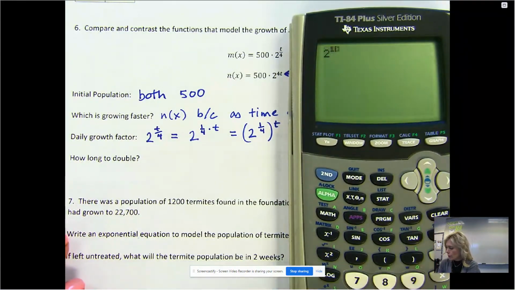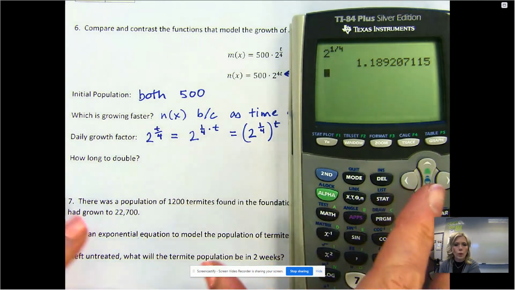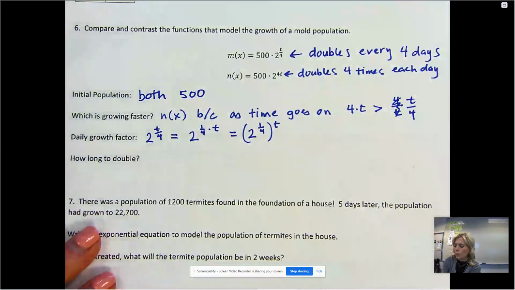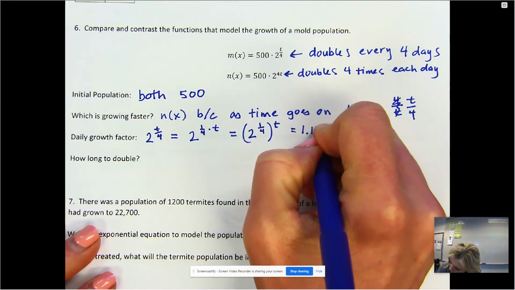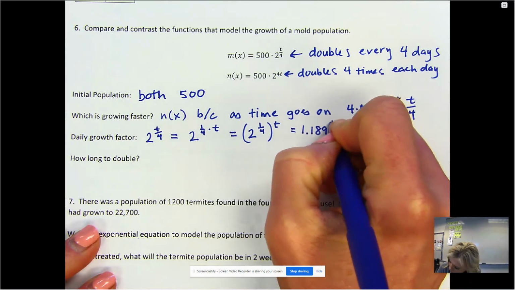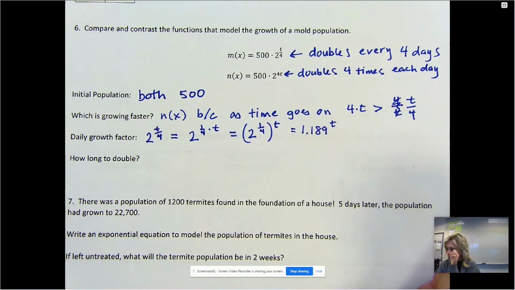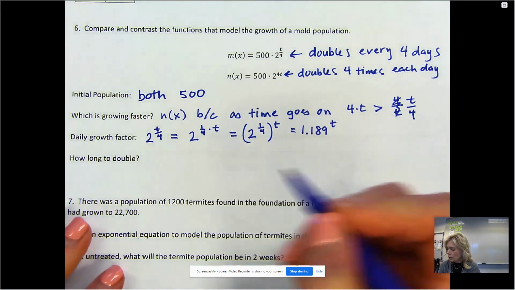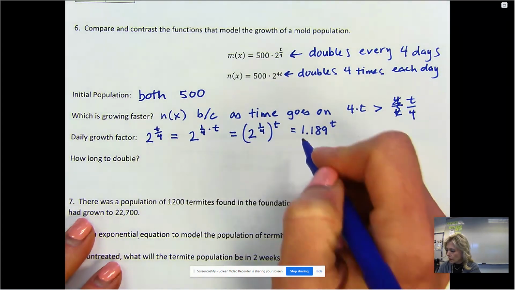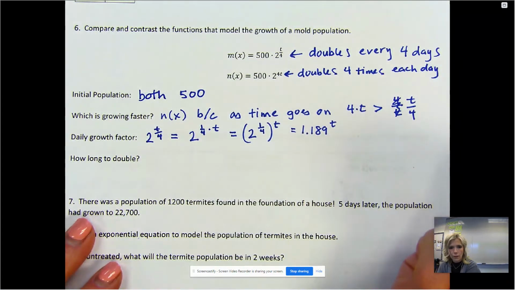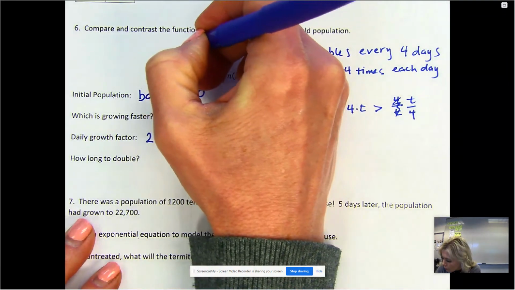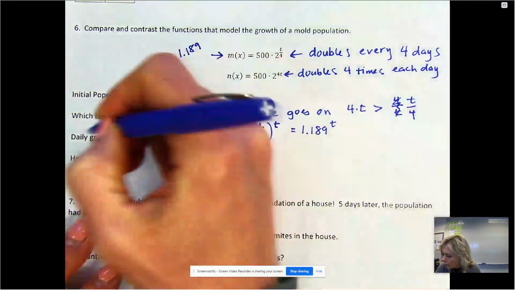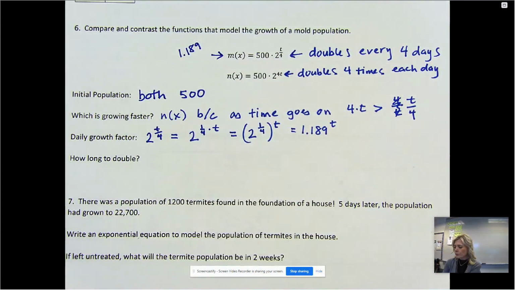2 to the 1/4 is about 1.189. So this is 1.189 to the t. Okay, so the daily growth factor for function m is 1.189. I'm going to just put it up here. 1.189 for the daily growth factor.